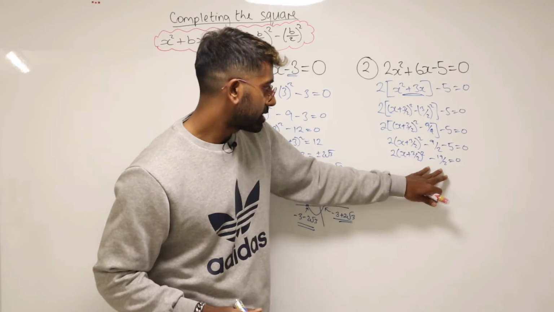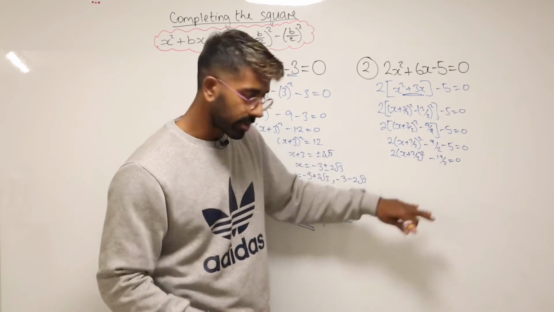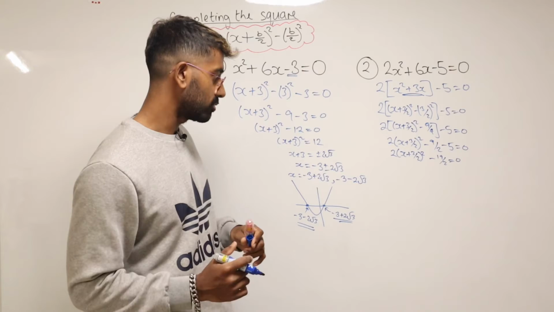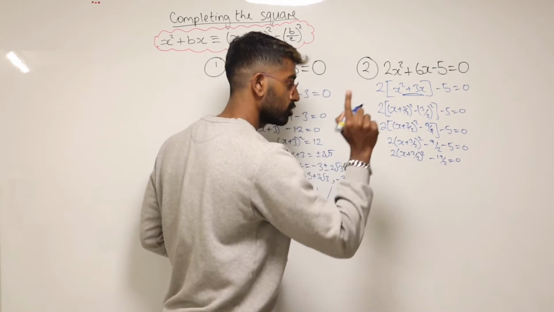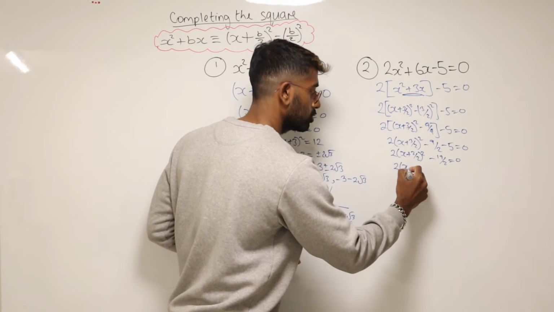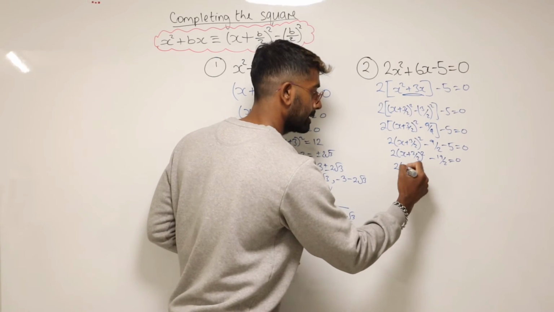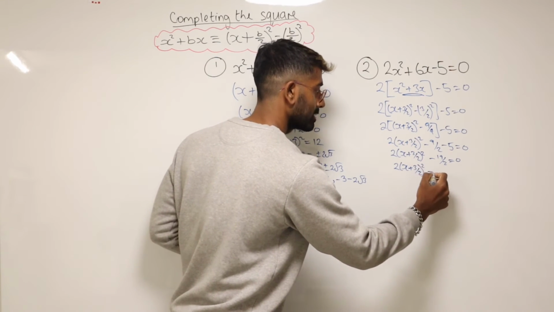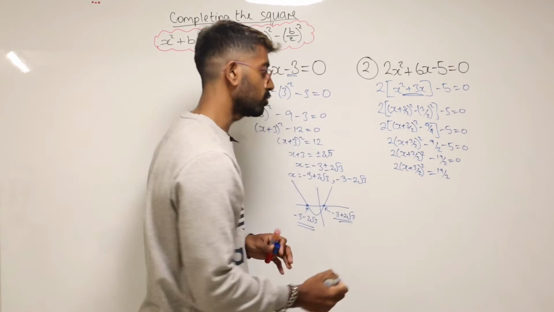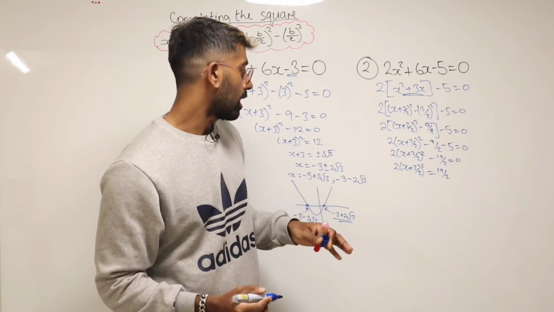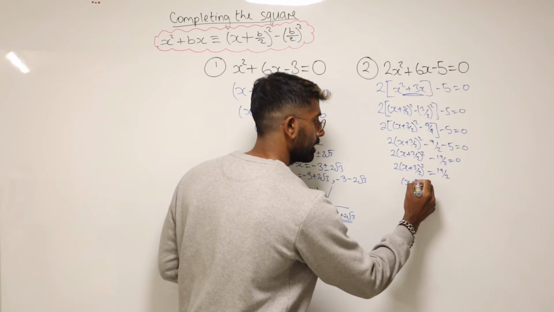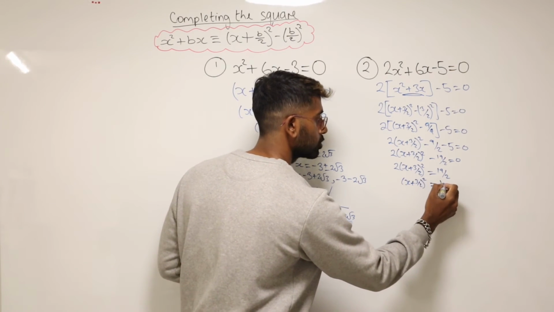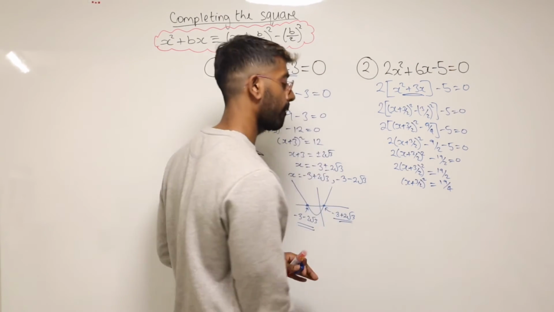So again, we've completed the square at this point, but now we're going to go and solve it to get some x values. We'll start by taking that 19 over 2 across to the other side. So we'll have 2 lots of x plus 3 over 2 squared is equal to 19 over 2. Next thing, we want to divide by 2. So we'll have x plus 3 over 2 all squared is equal to 19 over 4.